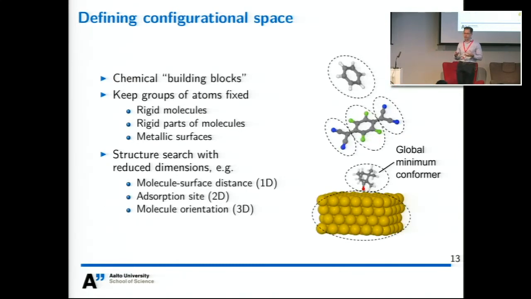Then, instead of doing the search in a full chemical space of all atomic configurations, we define a configurational space. Based on our current knowledge of the system, we define so-called building blocks, which are groups of atoms which we define to be fixed. These can be, for example, rigid molecules, some rigid parts of molecules, or for example, metallic surfaces. And with this, we can reduce the number of search dimensions. For example, we can only look at the height of the molecule in one dimension, or for example, the orientation of a molecule with 3 rotation angles.